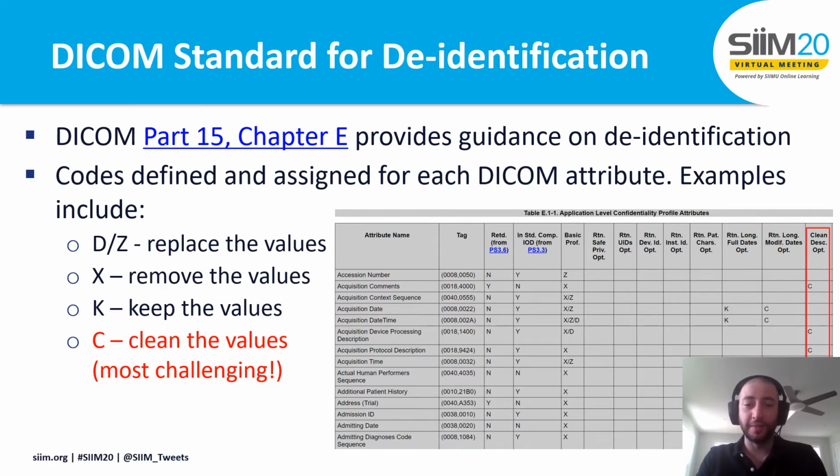But then the most tricky thing is when you see C, and this is basically instructing you to clean the values. And probably the most simple example of this would be free text fields like a study description, where it's not guaranteed to have PHI, and most of the time it doesn't, but it's possible that a technician could have written some kind of PHI into that field, and therefore you have to take a look at what the contents of that is and review it and take out the PHI if it exists. So while there's a lot of really great work that's been done to allow us to get our feet on the ground and build upon, there's still a lot of tricky issues when you start to really get into the details of anonymizing these fields.